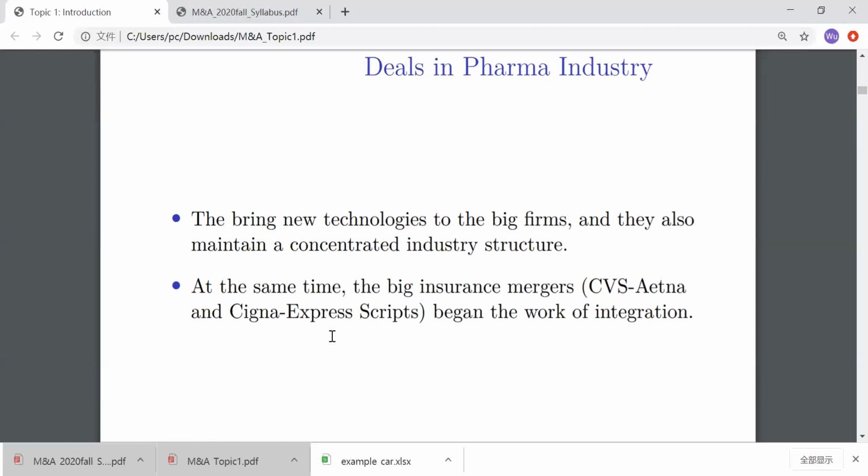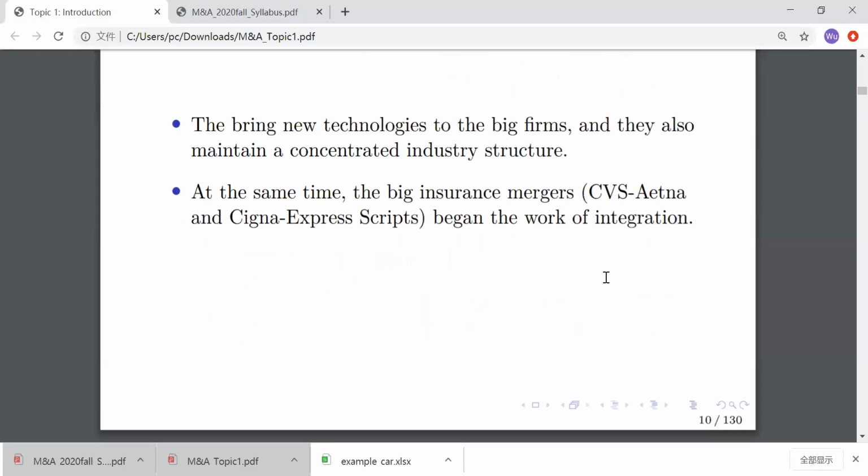At the same time, there were big insurance mergers, like CVS and Aetna, and Cigna and Express Scripts. These are insurance companies, and they also began a work of integration. So you can see it's always integration and consolidation that drive the mergers. That has been happening for many years.